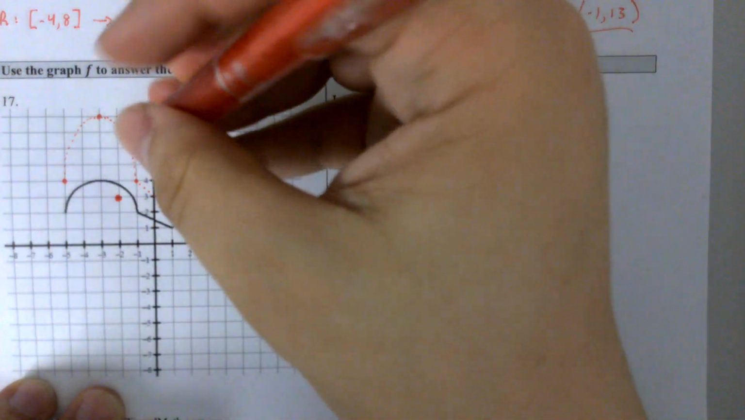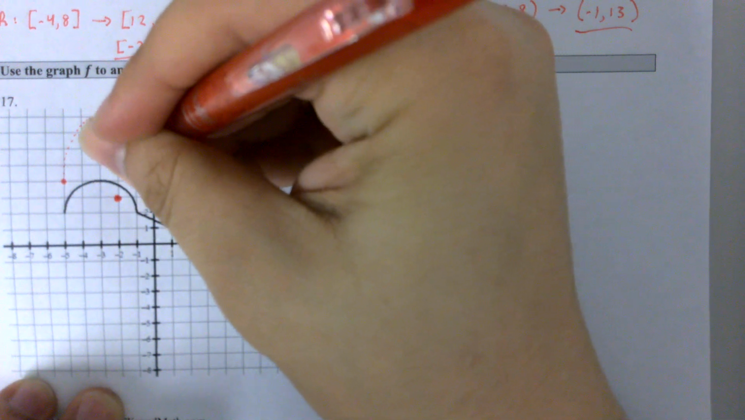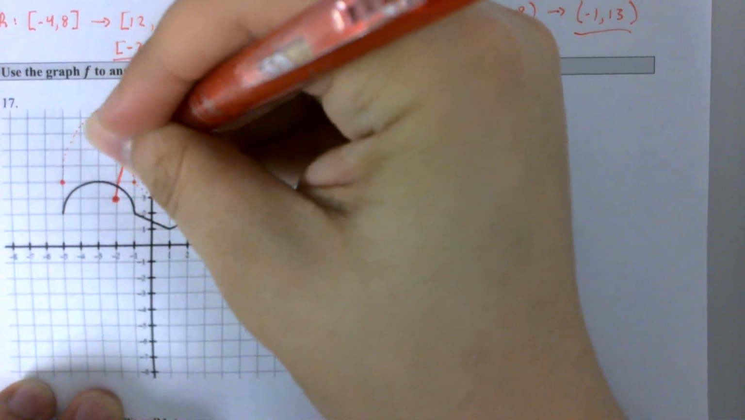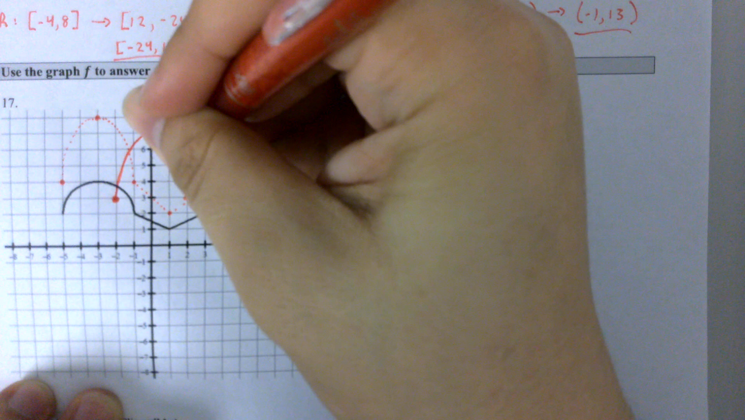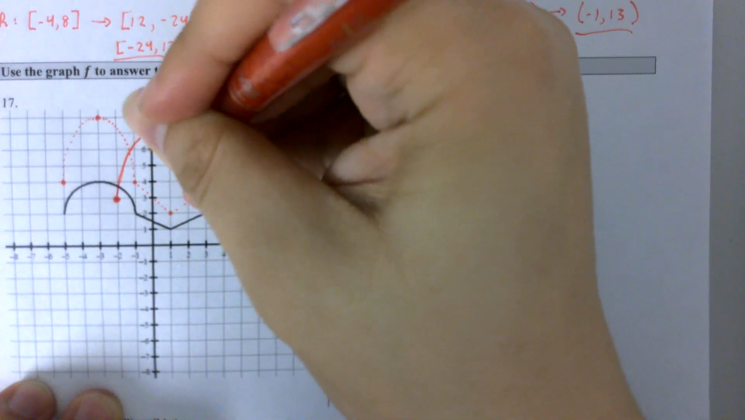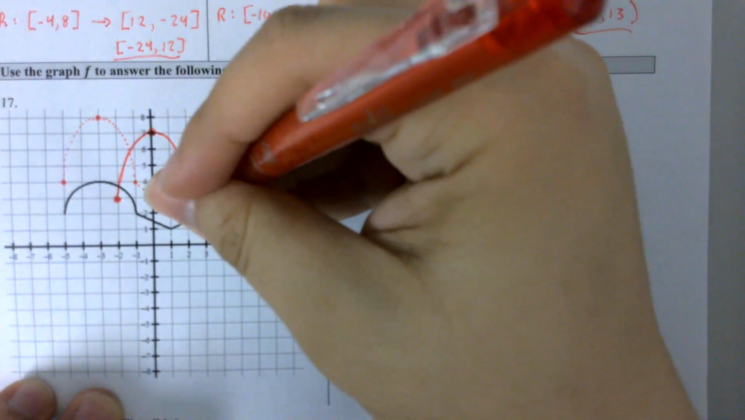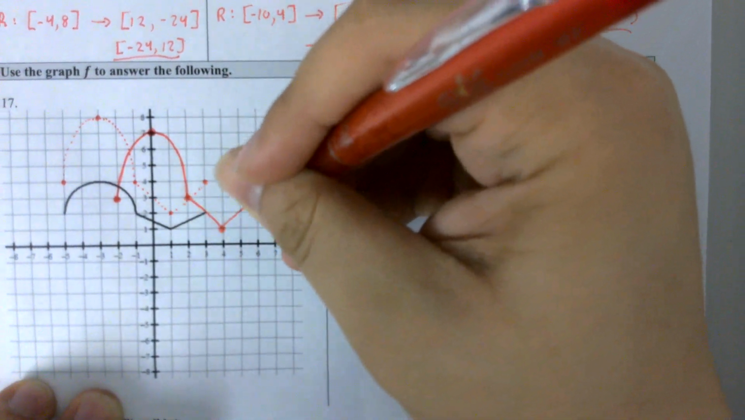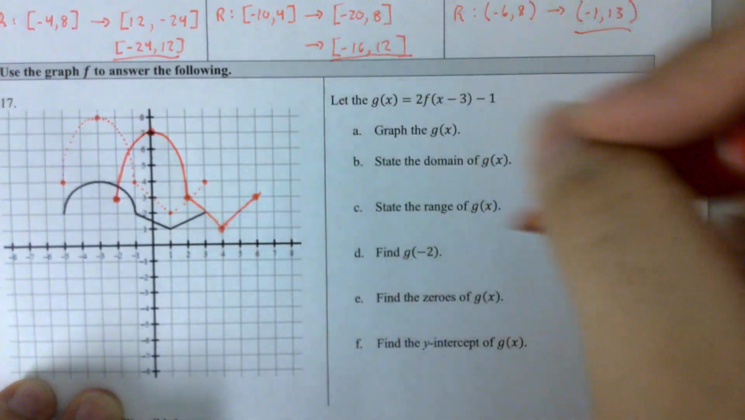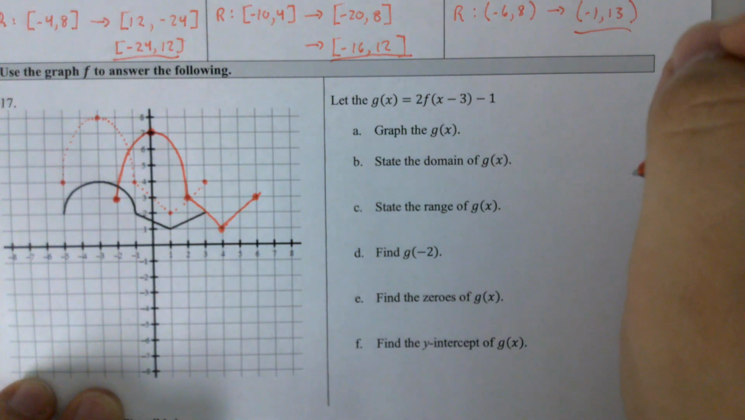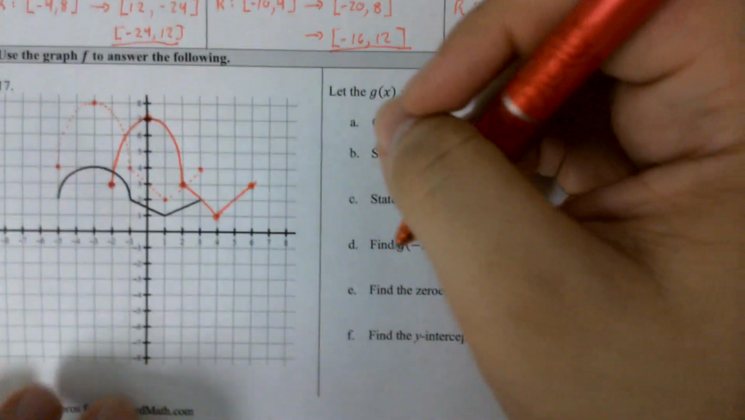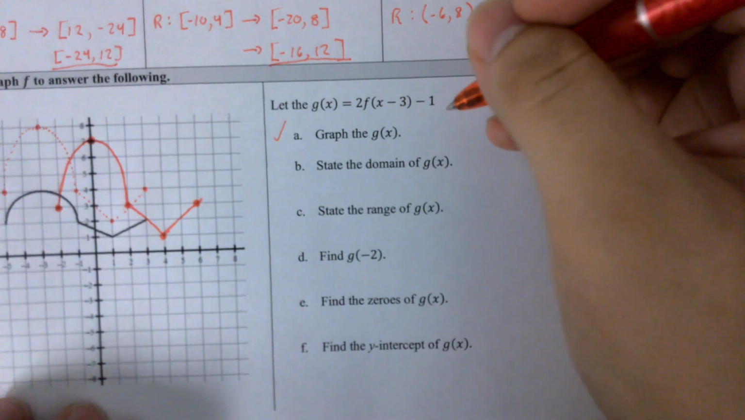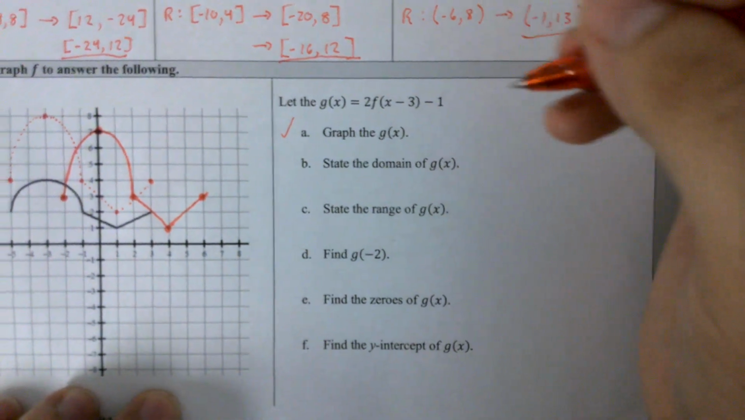And so now, our function, try to draw this as best as I can, is going to look like this. So this is our new function. This is what g of x looks like. So that is done. Now we want to state the domain of g of x.